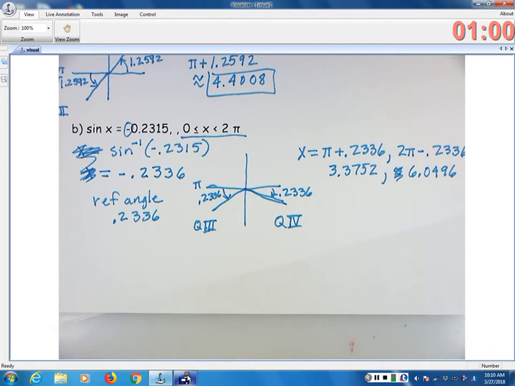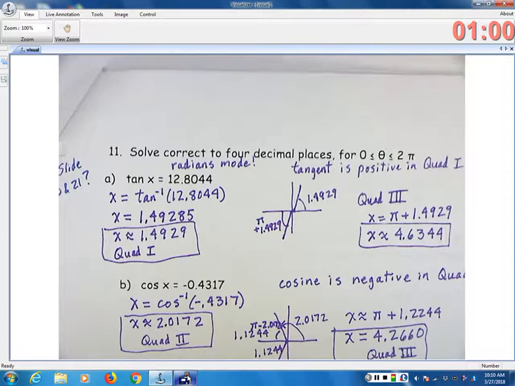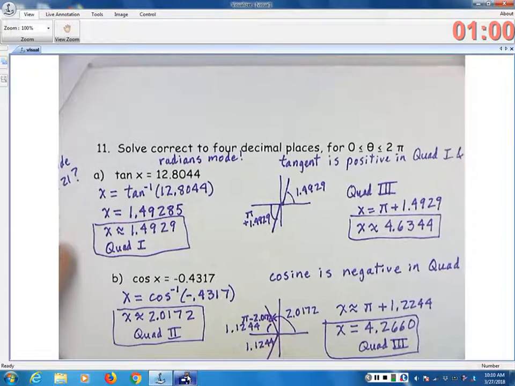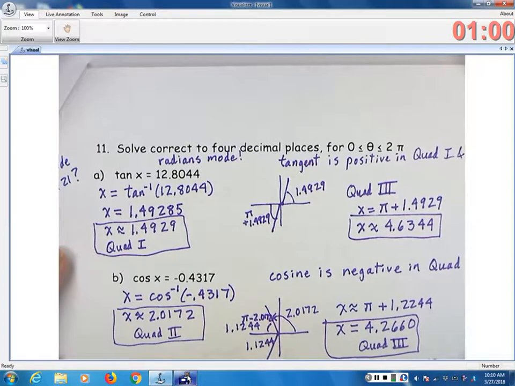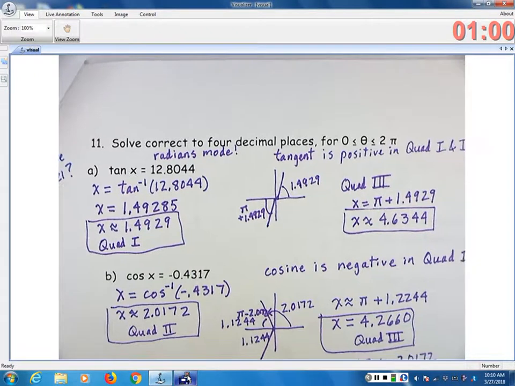Okay? That's actually where our notes end. I've got another one. Is this the same? Is this different? It's different numbers. Okay, so it's more examples of the same thing.